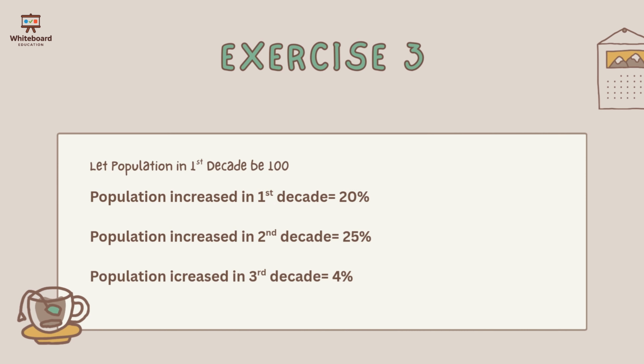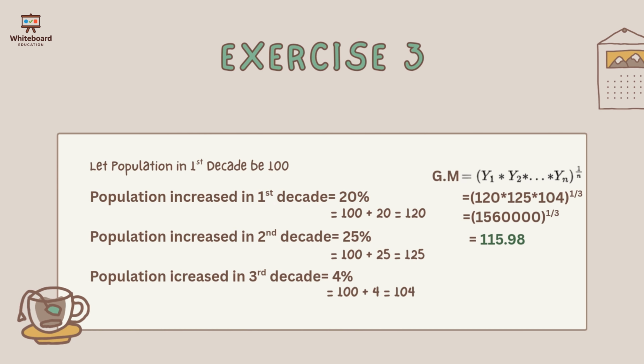Now, we know that population increased in the first decade is 20%, in the second decade is 25% and in the third decade is 4%. Now, we can convert the percentage into numerical form. In the first decade, 100 plus 20 equals 120, in the second decade, 100 plus 25 is equal to 125. And population in the third decade will be 104. So we take the geometric mean of it: 120 multiplied by 125 multiplied by 104, all raised to the power 1 over 3. Then calculate it using a calculator. We get the answer 115.98 as the geometric mean of the population.